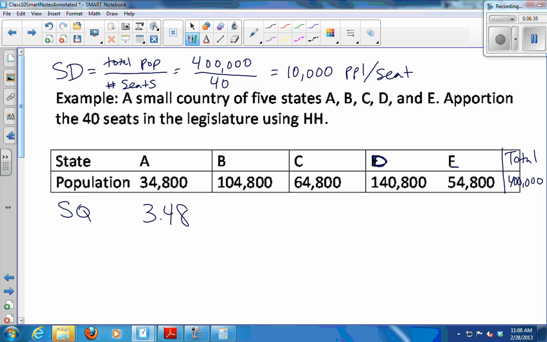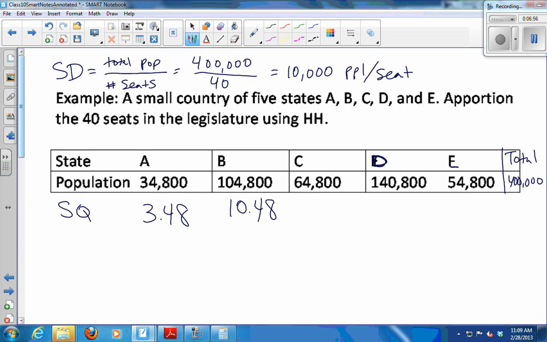This would be 10... what? Am I doing it wrong? 10.4... Oh yes, no, I'm going to write 10.48. I'm not going to round them if I can avoid it.